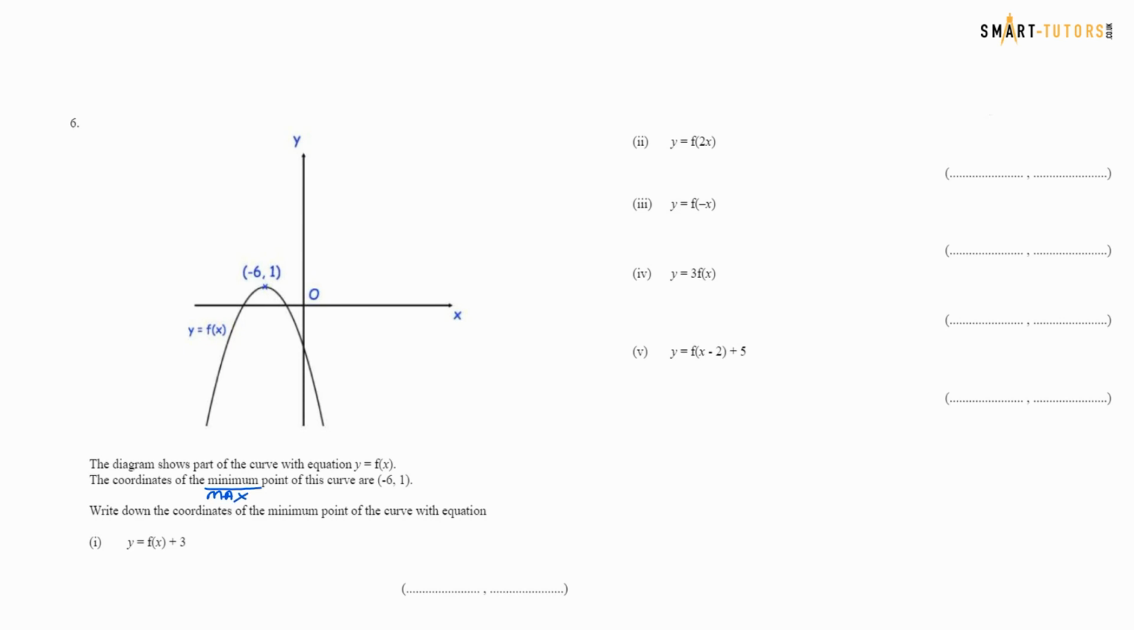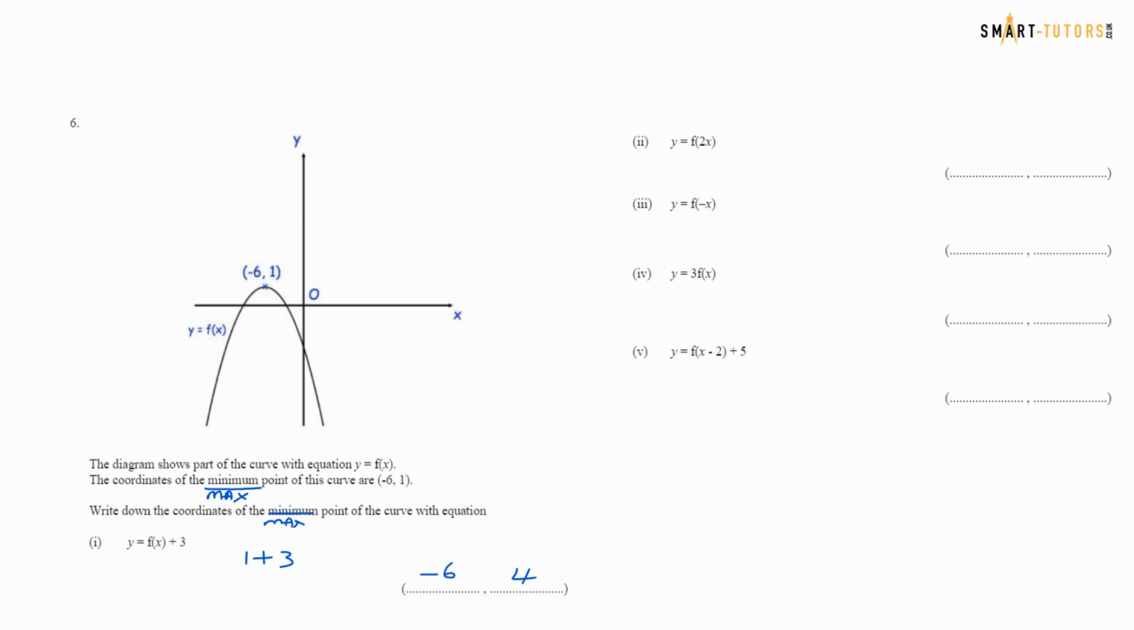So of the curve minus 6, 1. Write down the coordinates of the maximum point. So again the graph, the question is wrong. So maximum point of the curve with the equation f(x) plus 3. As you know, f(x) plus 3 means the entire graph is going to move upwards. So the y coordinate is going to be added with 3. So 1 plus 3 is 4, and the x coordinate is not going to change, minus 6, 4.